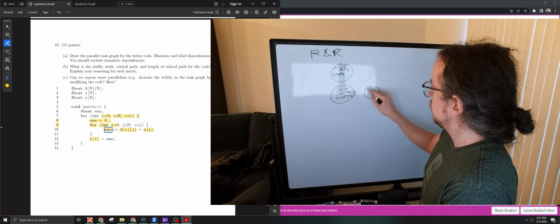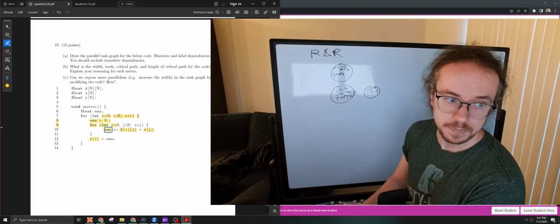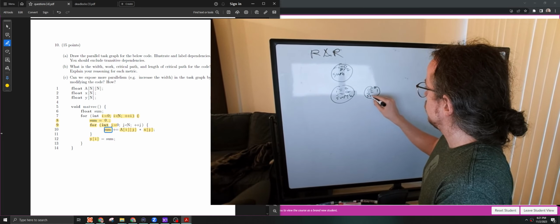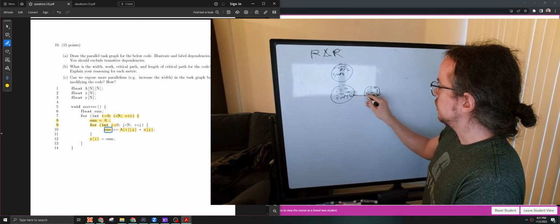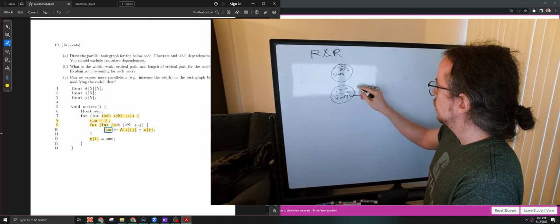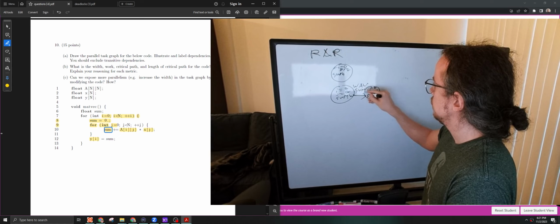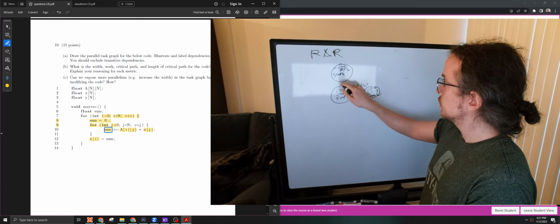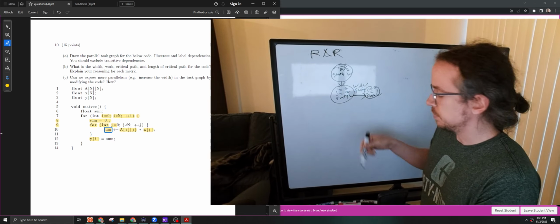We loop through each of the j's. So we do i equals 0, j equals 1. When we do j equals 1, you write to sum. That means these two are dependent. We have a write after write on sum. And you'll notice we have that here too because we write sum up here also.